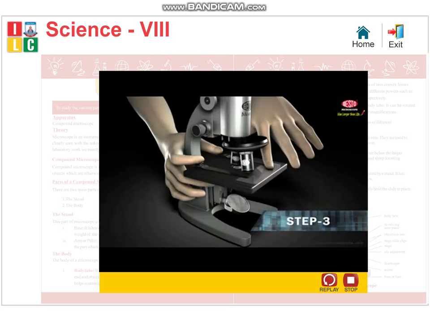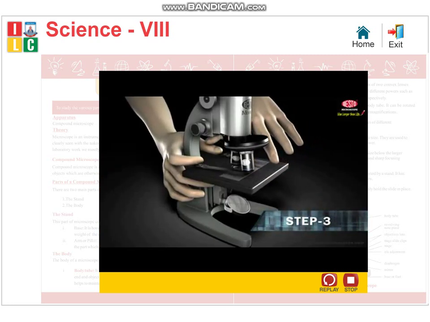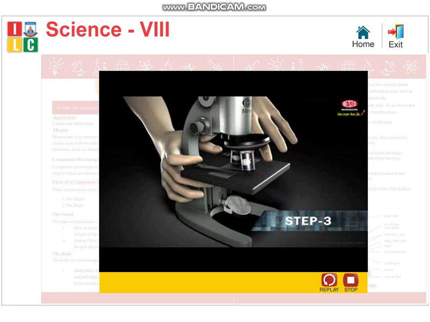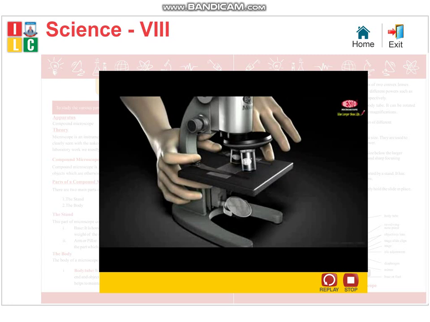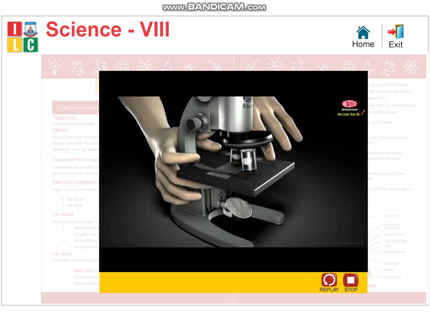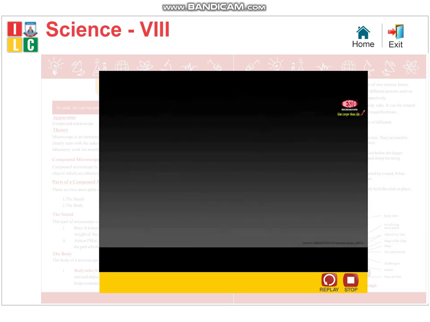Step 3. Put the slide on the stage so that the center, the bit you want to look at, is over the hole and under the lens. Use the stage clips to hold the slide in place.